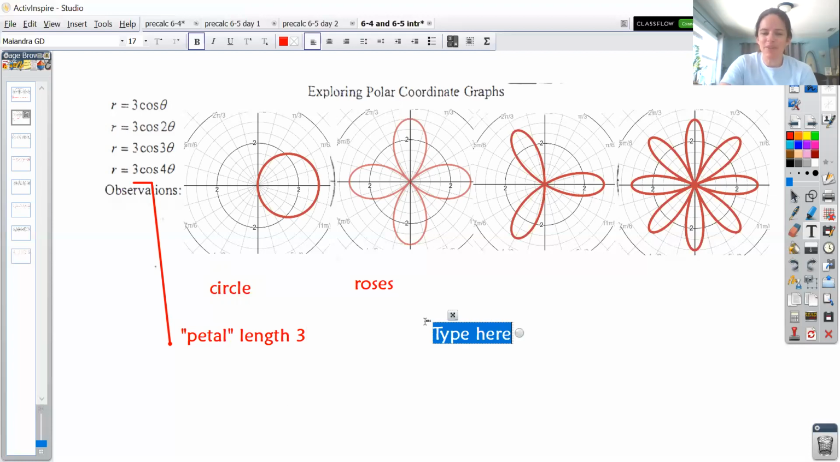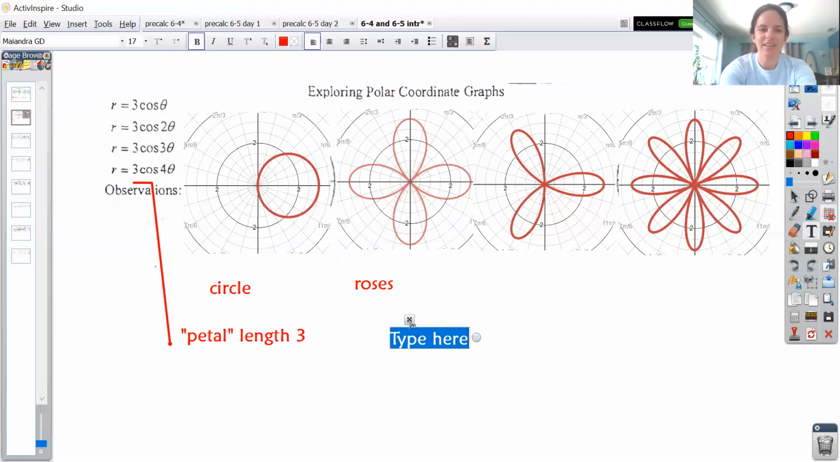If we're looking at the number of petals, so the first one where it was 1 theta had 1 petal, but it's a circle, right? And then when it was 2 theta, it had 4 petals, so not the same. When it was 3 theta, it has 3 petals. When it's 4 theta, it has 8 petals. So do you have any observations that you could make or any conclusions that you could hypothesize?